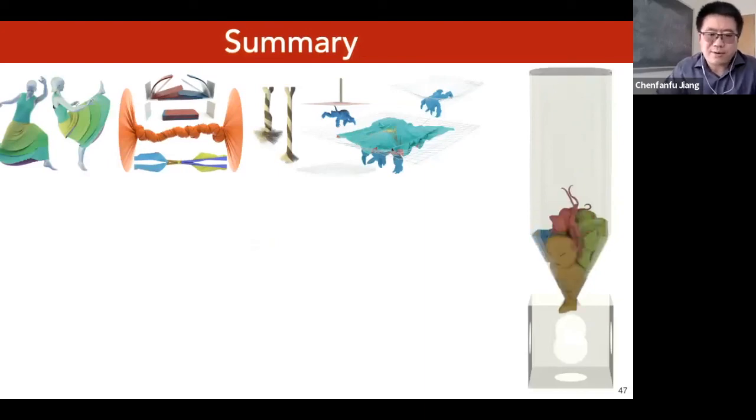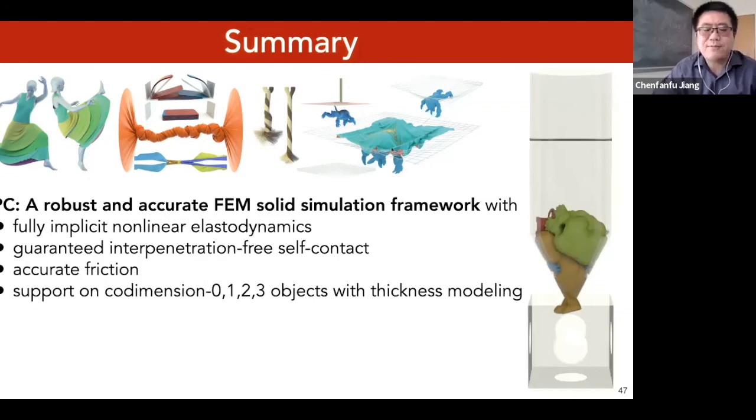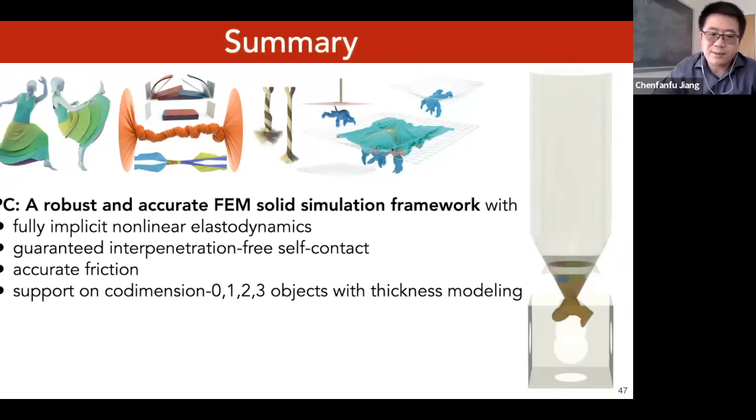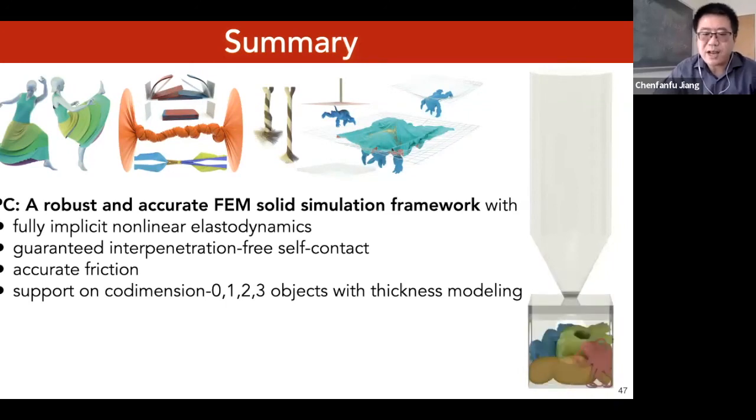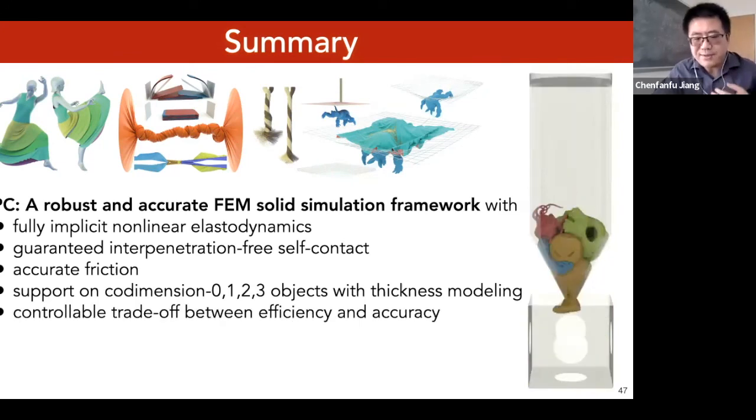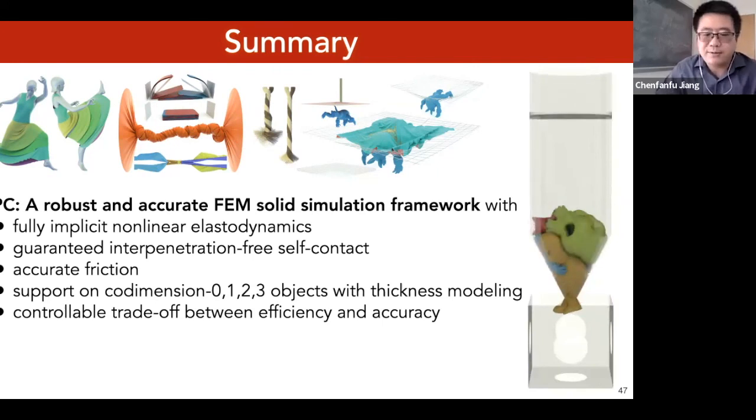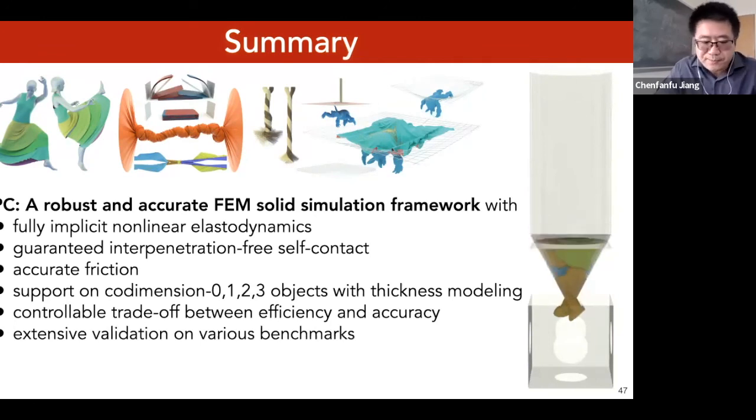Okay, so to summarize the framework, building on top of the incremental potential concept, IPC is the first unconditionally robust and accurate contact handling framework. It has friction and fully implicit nonlinear elastodynamics. It guarantees interpenetration-free trajectories, and it supports a spectrum of codimensions. Now, based on the foundations from nonlinear optimization, IPC also provides a controllable trade-off between efficiency and accuracy for different application scenarios. We also performed a lot of experiments and benchmark studies.